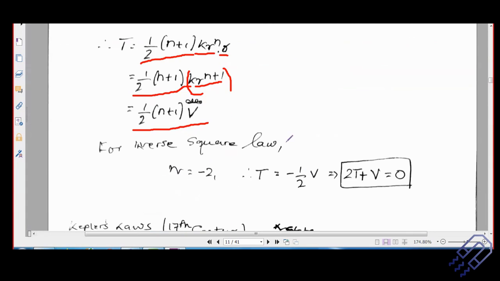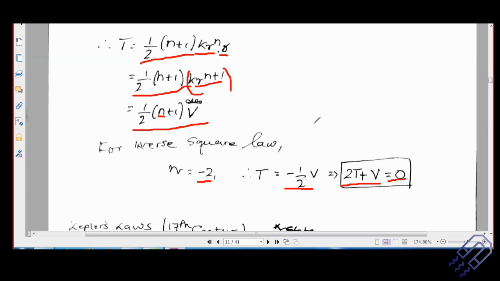Then if we consider the inverse square law in this particular case, the value of n would be nothing but minus 2. That minus 2 is a different case altogether, but if we consider the inverse square law, n would be minus 2, so we can just replace the value of n here, and then we get T is equal to minus half V. So if you just do the algebra, you have 2T plus V is equal to 0.